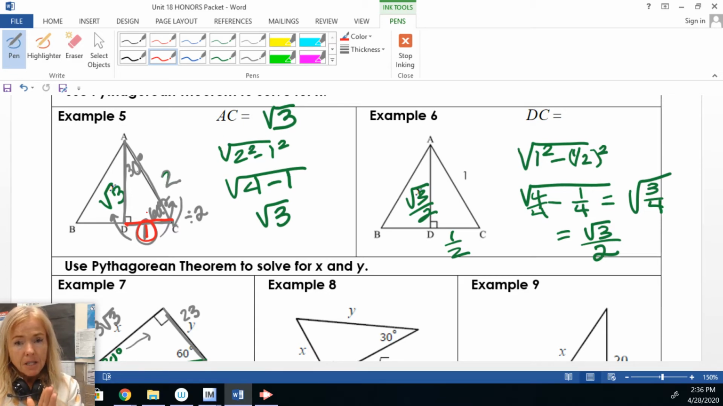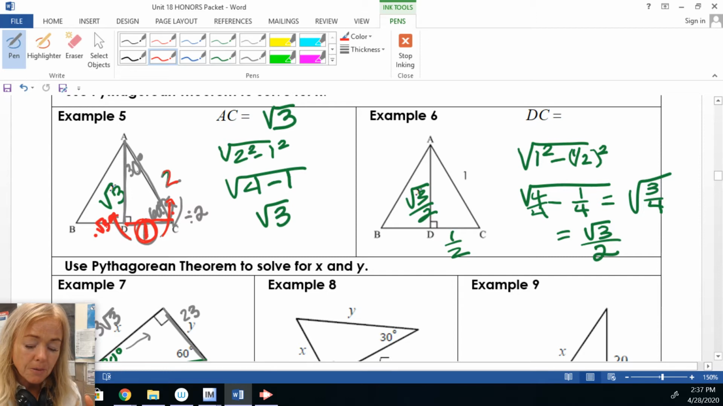What happens every time is, from the short side, you times by 2 to get to the hypotenuse, and you times by radical 3 to get to the longer leg. And then if you're going back, you divide by the same values. So if I have this short leg is 1, then to go to hypotenuse, I times by 2. To go to the longer leg, I times by radical 3.